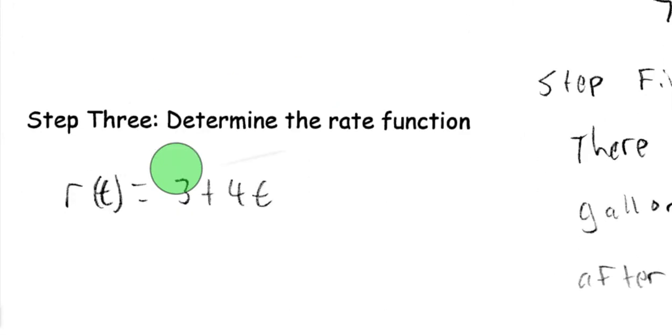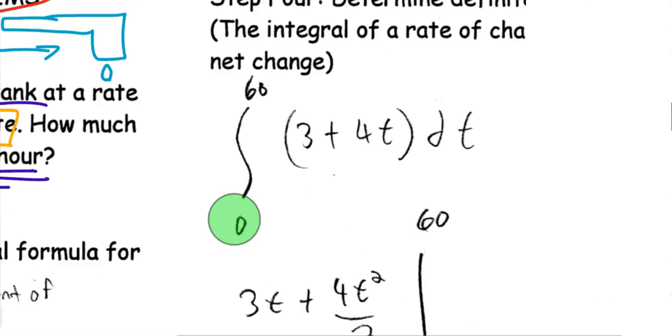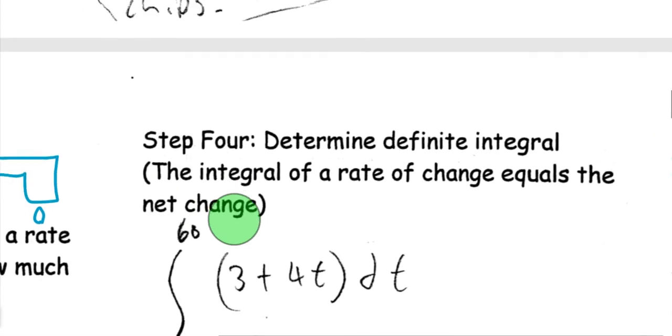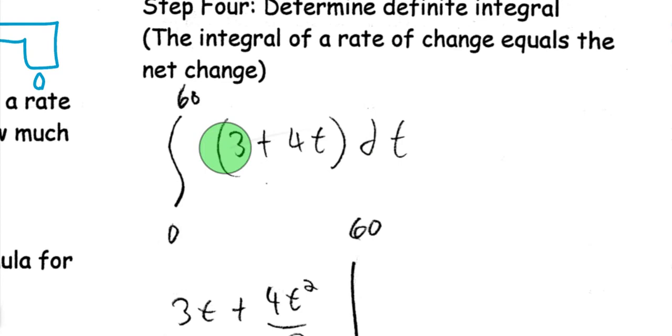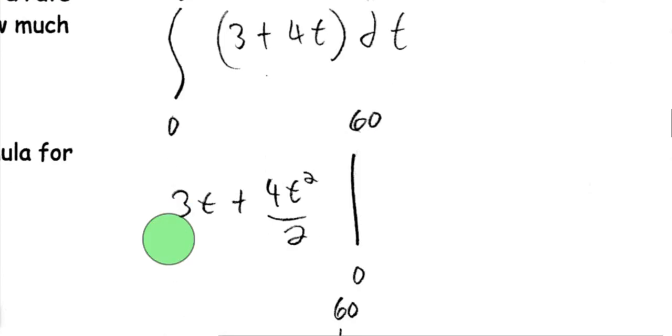Step 3 is going to be to determine the rate function, which they gave you, R of t equals 3 plus 4t. Step 4 is to determine the definite integral. That gives you the net change if you take the integral of the rate of change. So we're just going to integrate 3 plus 4t from 0 to 60. Again, that represents after 1 hour, 60 minutes.